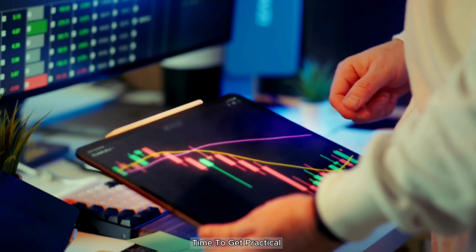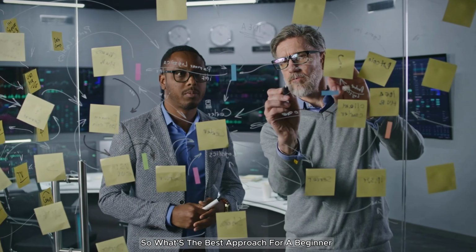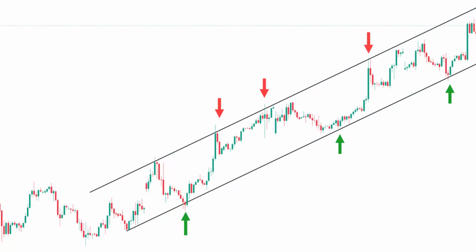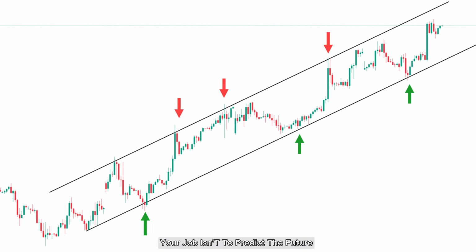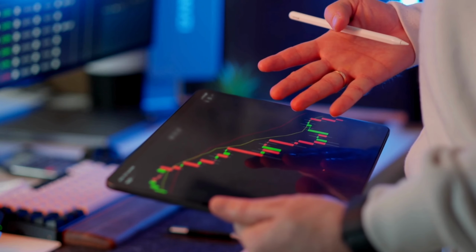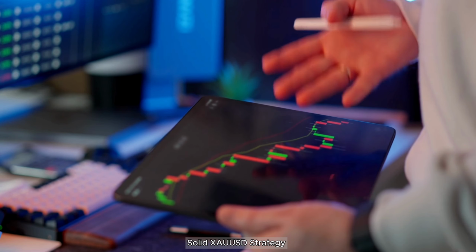Okay, time to get practical. Let's build a concrete game plan for a new trader. So what's the best approach for a beginner? It's simple. Don't fight the current. Gold tends to move in powerful, sustained trends. Your job isn't to predict the future, it's to identify the trend and ride that wave. This trend-following approach is the foundation of your first solid XAUUSD strategy.